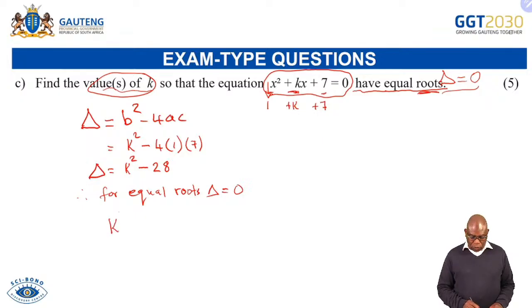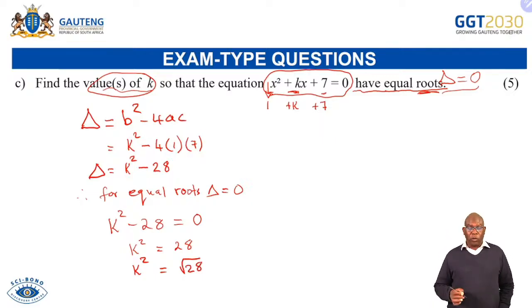So I'll get k squared minus 28 equals 0. Then I solve for k. So k squared, I can transpose the 28 to that side, take the square root on both sides. So I'll have the square root of 28. Now remember, with the square root of 28, I must have plus or minus. So the k will be equal to, I can just simplify this, I think it will be plus minus 2 root 7. So we'll have 2 values of k.